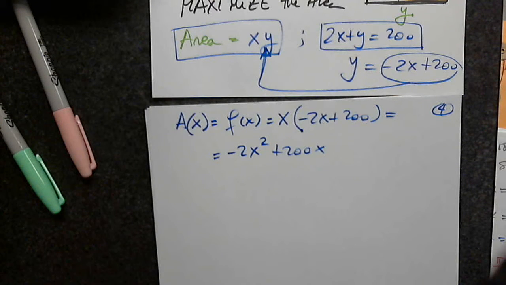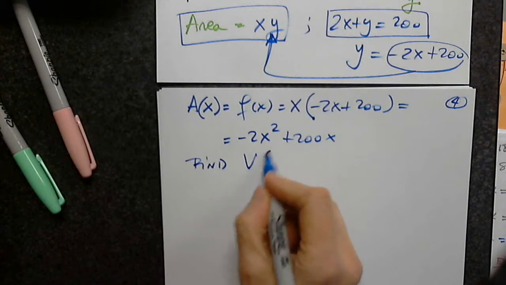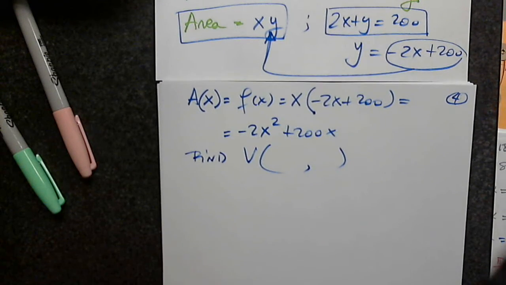V, the vertex. That is the point that will give us the maximum, right? So all I have to do is find the vertex. How do I find the x-coordinate? Can I read it? Is the square completed here? No. So I cannot read it. So how do I do it then?